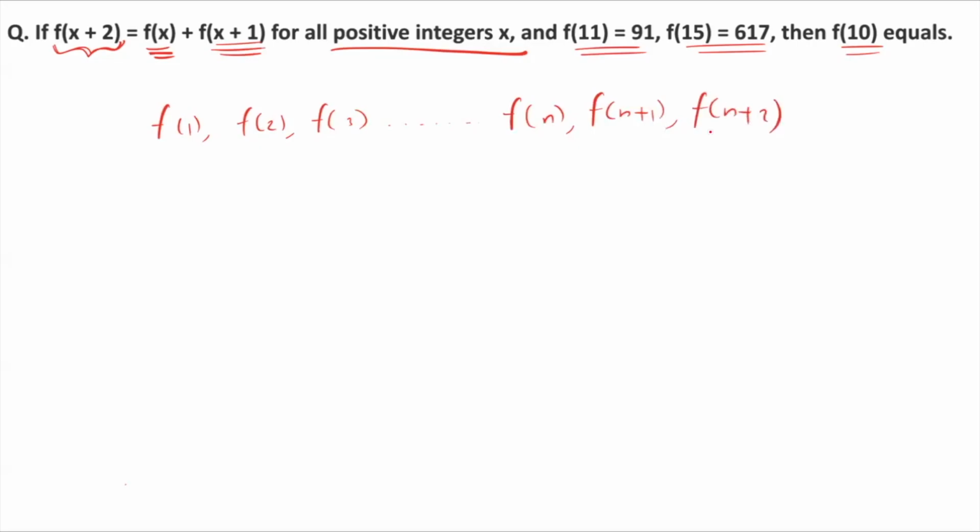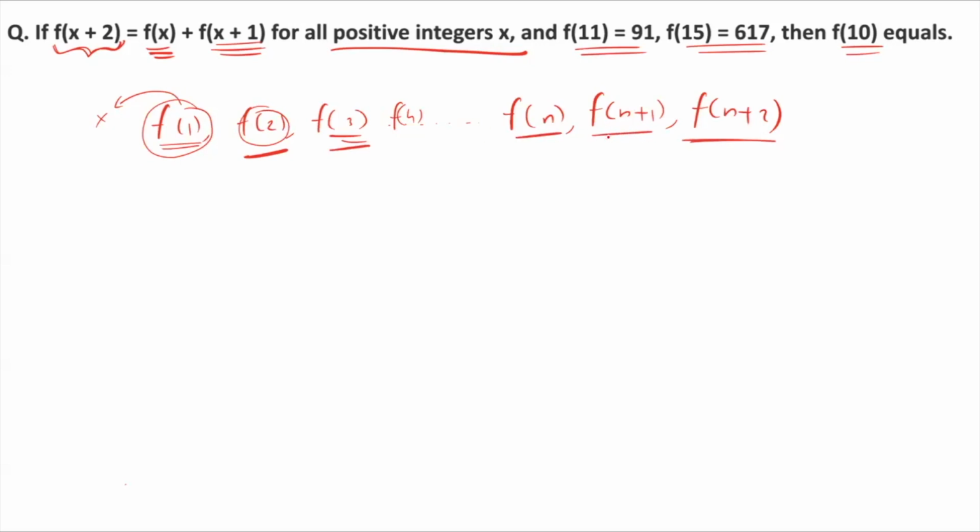The question says that any number is the sum of the two previous terms. Naturally, it can't be f(1) and f(2) for that matter, right? So f(3) is actually f(1) plus f(2), or f(4) will be actually f(2) plus f(3). Likewise, you can see f(n+2) will be f(n) plus f(n+1).